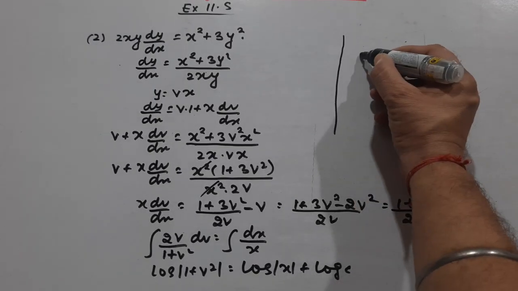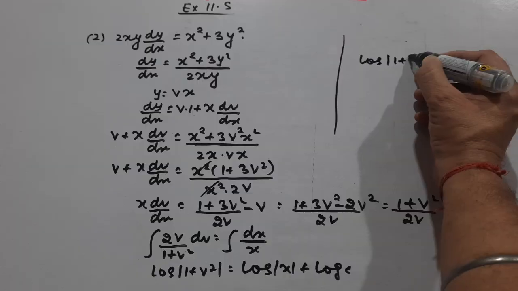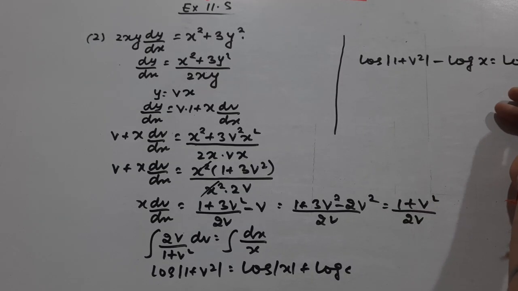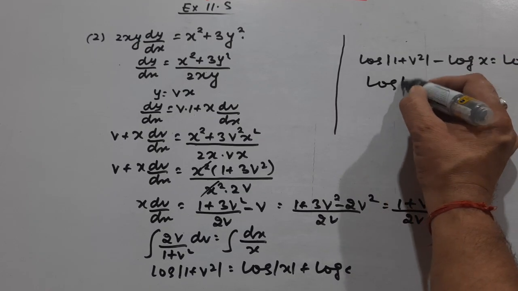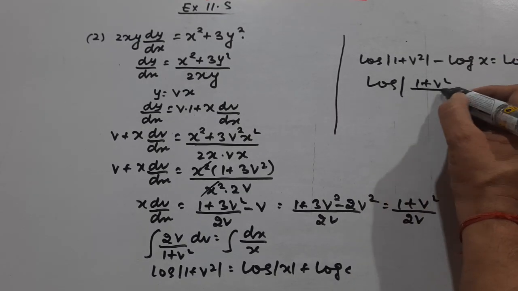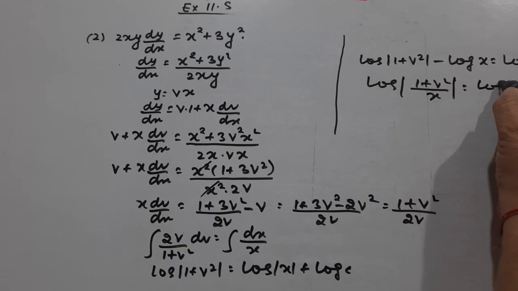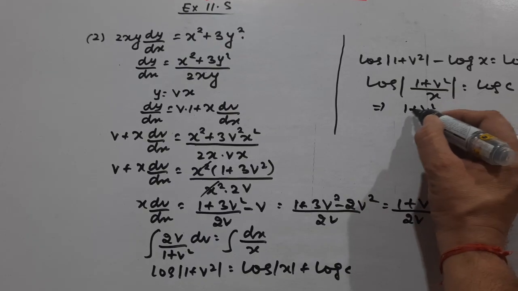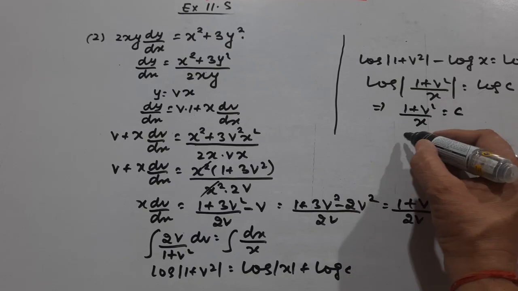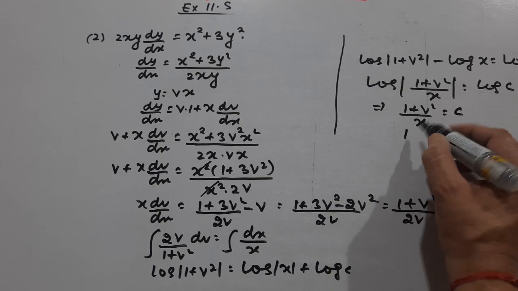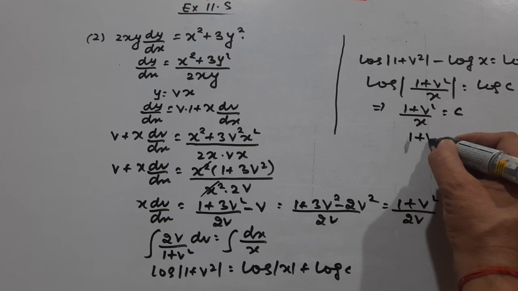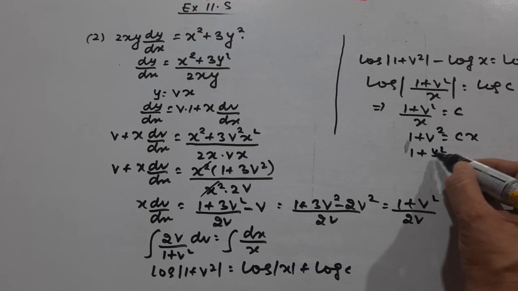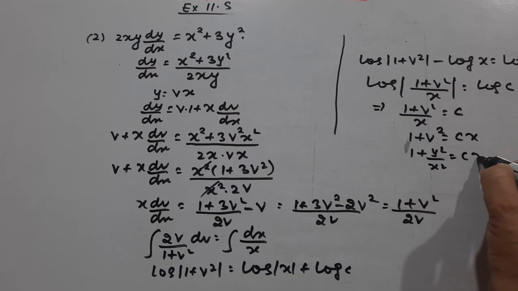So we can write it like this: log(1 + v²) − log x = log c. Now log m − log n is log(m/n), so log((1 + v²)/x) = log c. Cancelling log on both sides, we get (1 + v²)/x = c. Now putting the value of v, we can write 1 + v² = cx. The value of v is y/x, so 1 + y²/x² = cx.